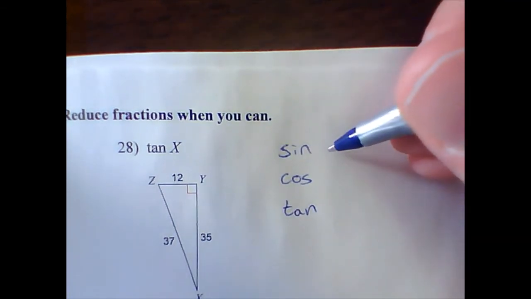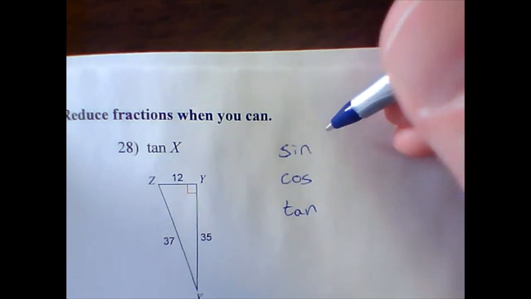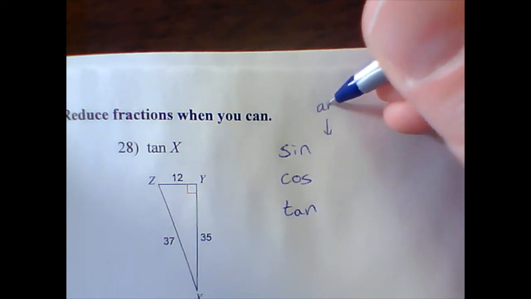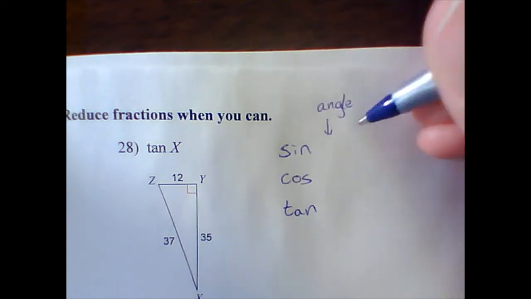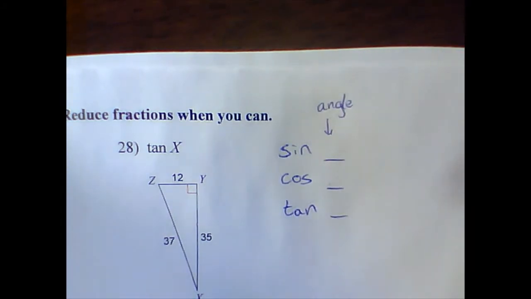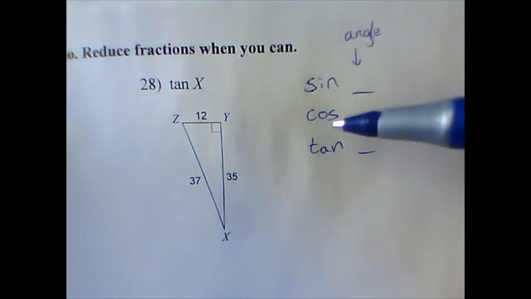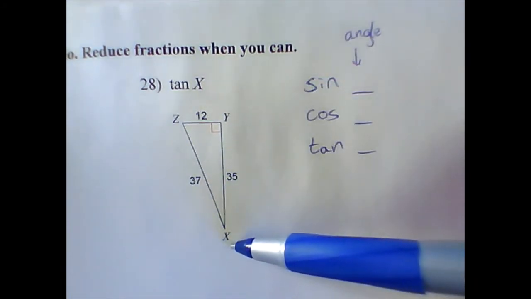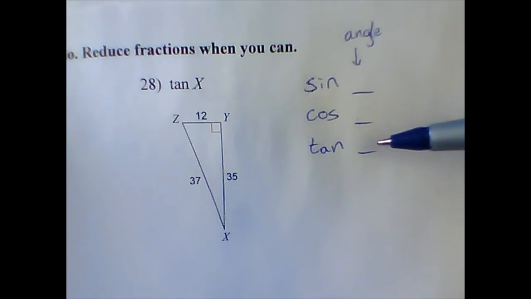Okay, right after the trig comes the angle. So whatever angle you're using, if you know the angle, you put it in. If you don't know the angle, you put in what letter it is. For example, like over here, that's tangent x, because we don't actually know what degree that is. We're just naming it.